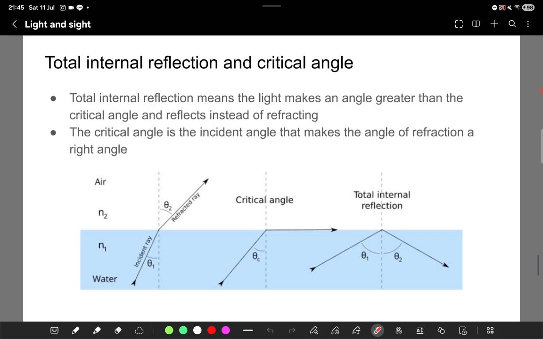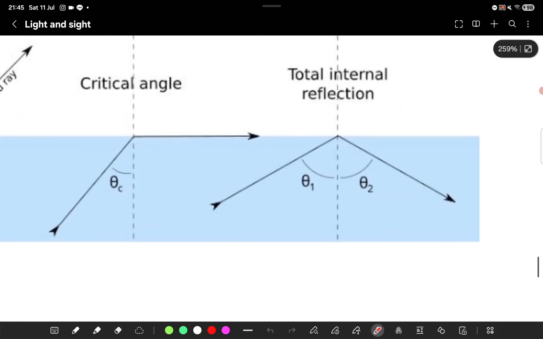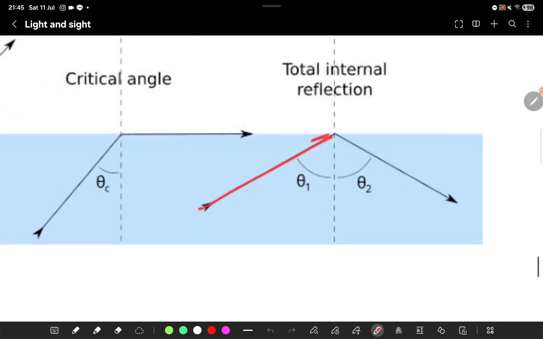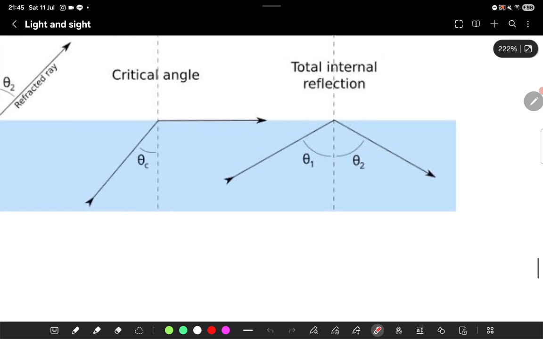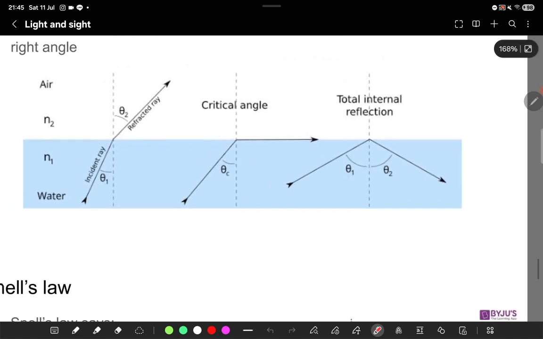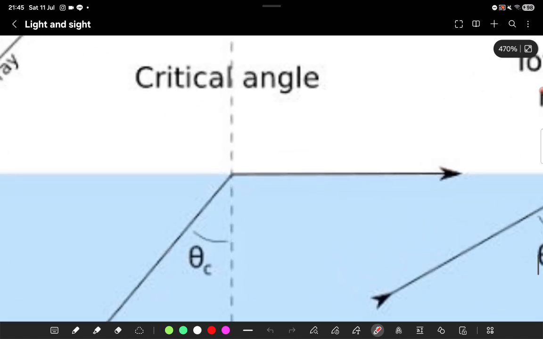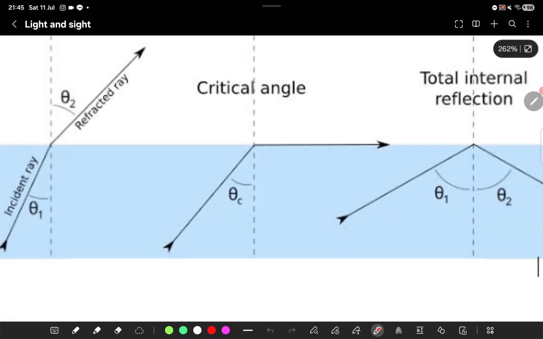Next, total internal reflection and the critical angle. The total internal reflection means the light makes an angle greater than the critical angle and reflects the light ray instead of refracting it. So, what we have here is the total internal reflection in action. That means it is greater than our critical angle. The critical angle means this angle is enough to make the refractive angle a right angle, 90 degrees.